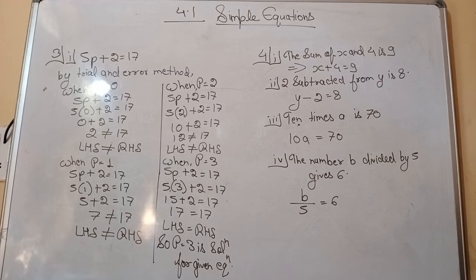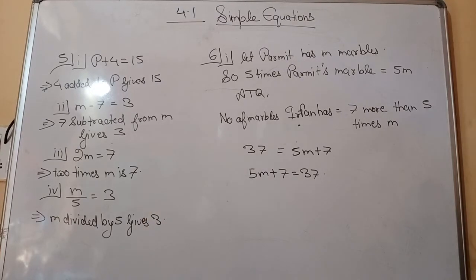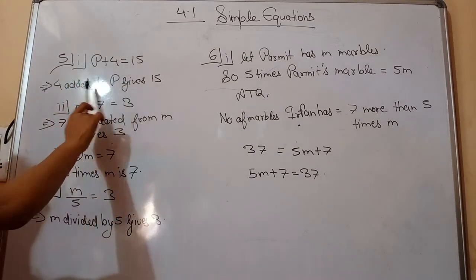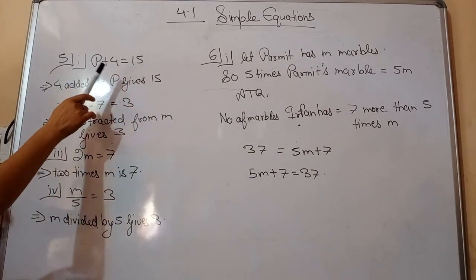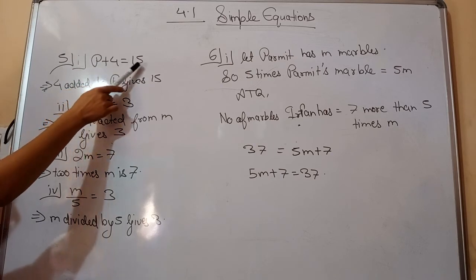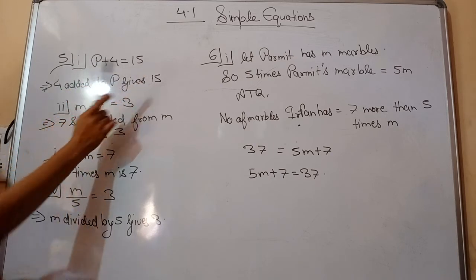Now question number 5 is the vice versa of question number 4. In question number 4 statements are given and we have to form equations, but in question number 5 equations are given and we have to form statements. So p plus 4 equals 15 means when 4 is added to p it gives us 15.